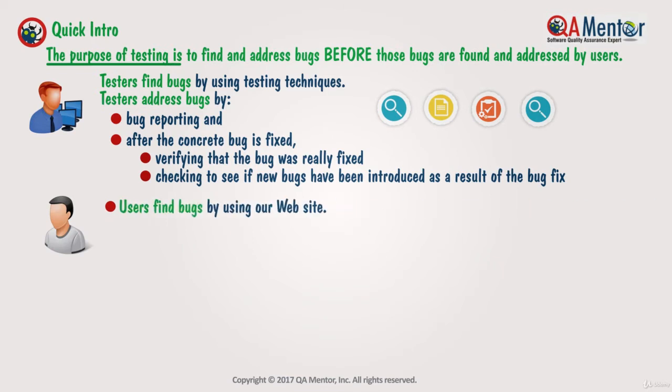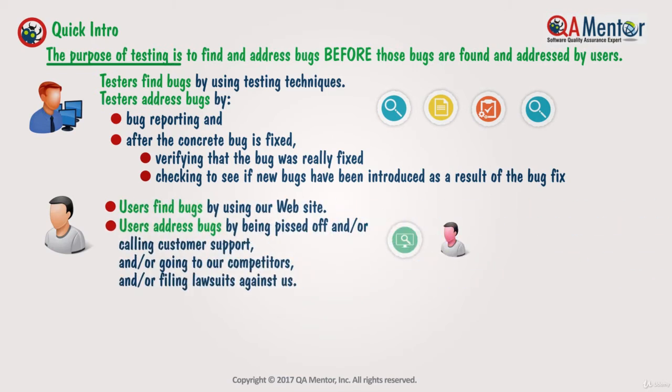Users find bugs by using our website. Users address bugs by being pissed off and/or calling customer support and going to our competitors and/or filing lawsuits against us. Every time a user finds a bug, it negatively affects his happiness in being our customer. We, as testers, care about the happiness of our users, and we show our care by effective testing.